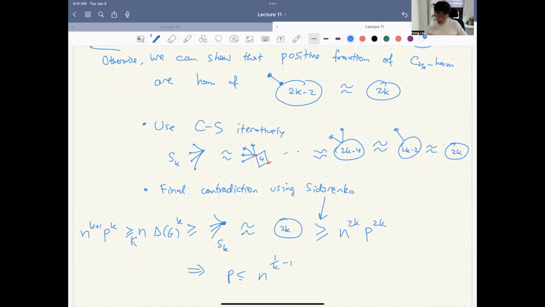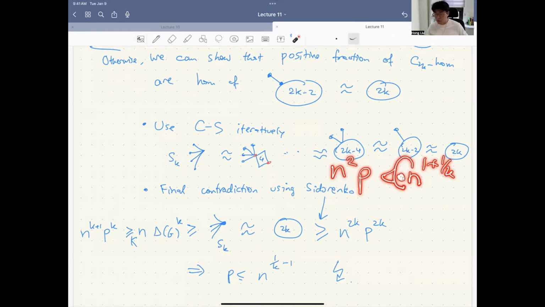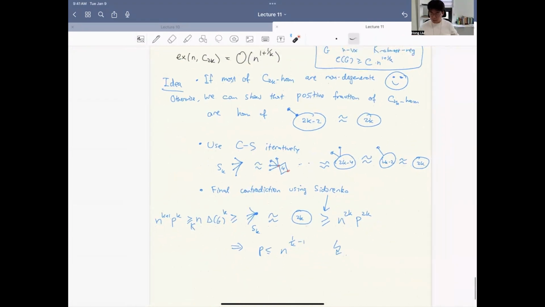Then the number of edges, that's a final contradiction. Because the number of edges, n squared times p, will be less than n to the 1 plus 1 over K, with a small constant in the front. But we started with a huge constant in the front. That's the contradiction. All right. Any questions with this idea?